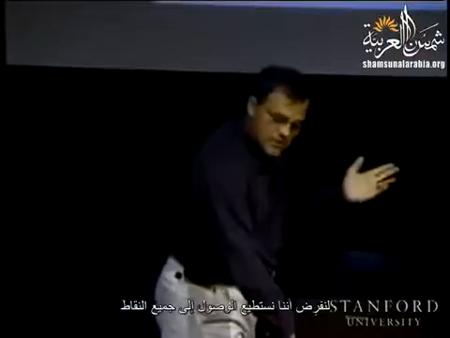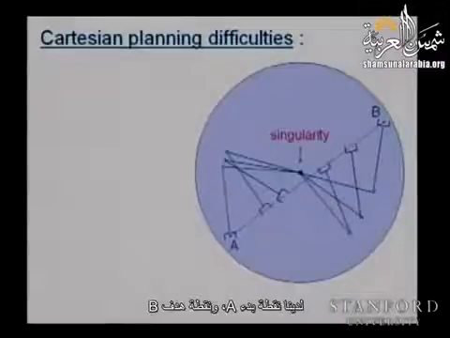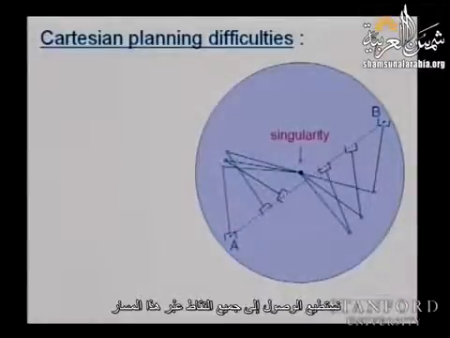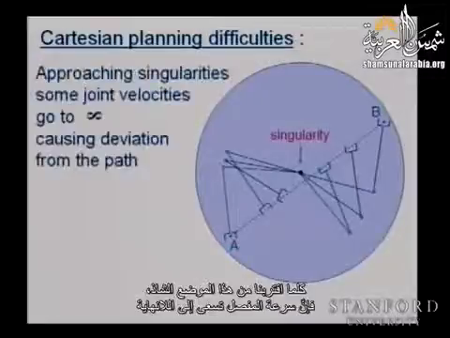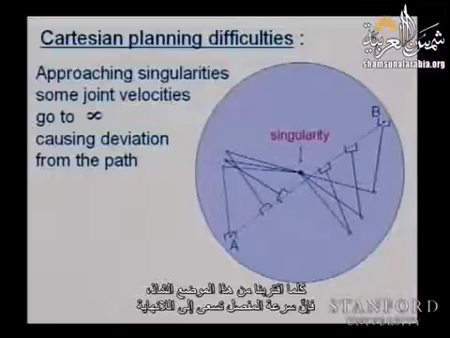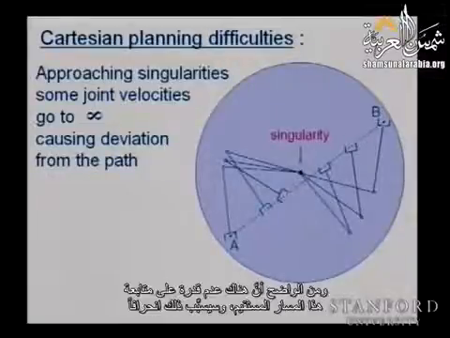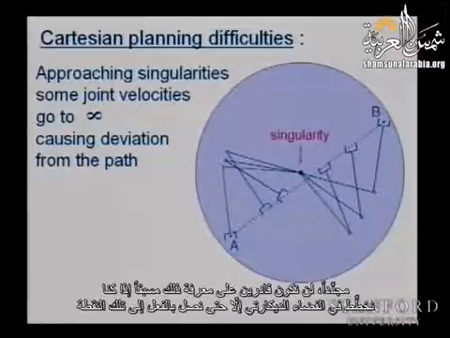Let's say they are all reachable. We have starting point A, goal point B. Everything along this path is reachable. The singularity is right there in the middle. As we approach that singular position, your joint velocities go to infinity, and obviously you won't be able to follow this straight path. It will cause deviation. Again, we wouldn't be able to know that in advance if we plan in Cartesian space until we actually reach that point.